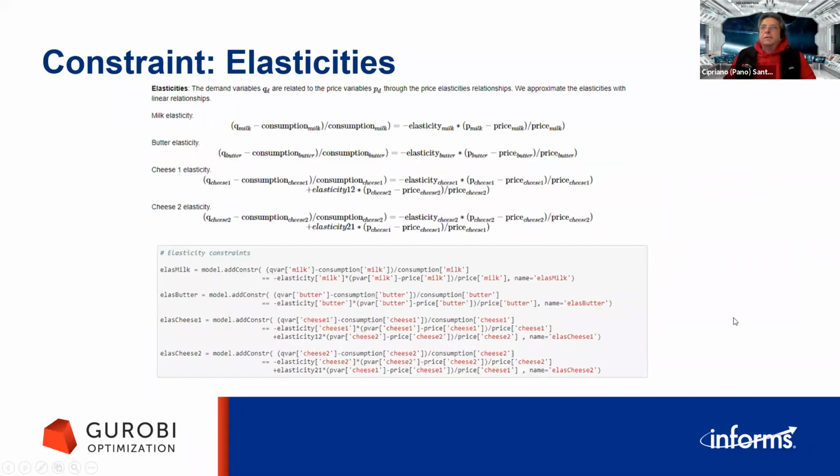And for the elasticities, we are going to approximate the elasticities with linear relationships, and I'm not going to discuss the details of these. These are just the formulas, and the Gurobi Python code here is essentially copying the formula in terms of the add constraint method.